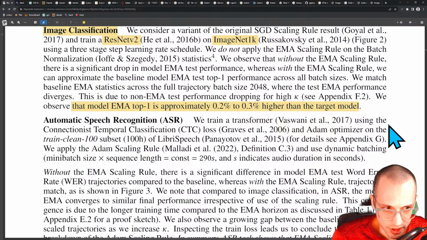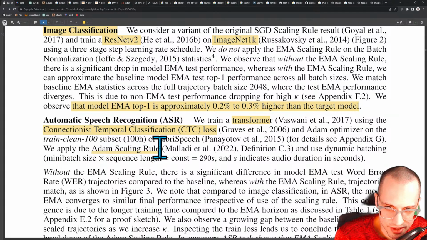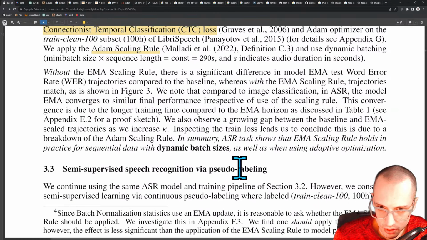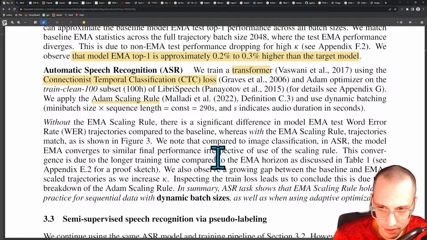Automatic speech recognition. We train a transformer, good old transformer architecture, good to know, using connectionist temporal classification loss. The fuck is that? And an Adam optimizer on a train clean 100 hours of LibriSpeech. So LibriSpeech is some kind of speech recognition data set here, and it's about 100 hours of that. Okay. We apply the Adam scaling rule and use dynamic batching. Okay, so the Adam scaling rule is simply just the scaling rule, but applied to the Adam optimizer, which is basically going to tell you which values you should pick for your betas and any other parameters that are in that optimizer.